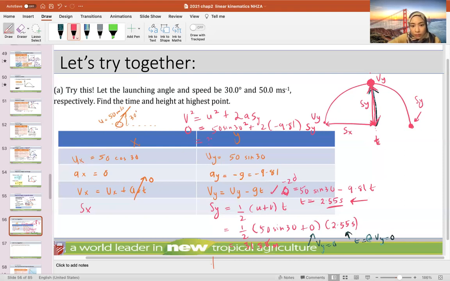Okay, 31.86. Ada difference in decimal points because round off errors, blah blah blah, benda tu lah. Okay, so you get the same answer. So correct, you can use this equation, you get the maximum height. But the trick here is to know that your V is equal to 0 at the maximum height.